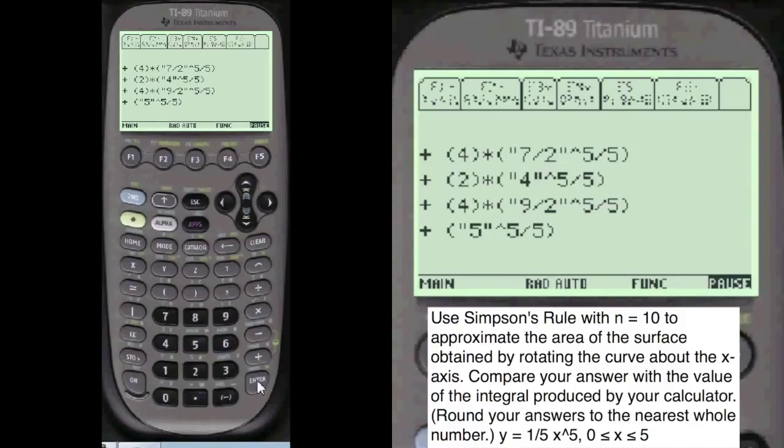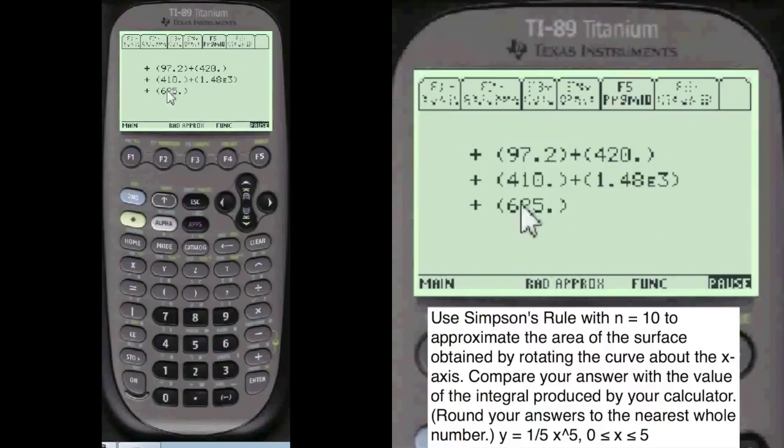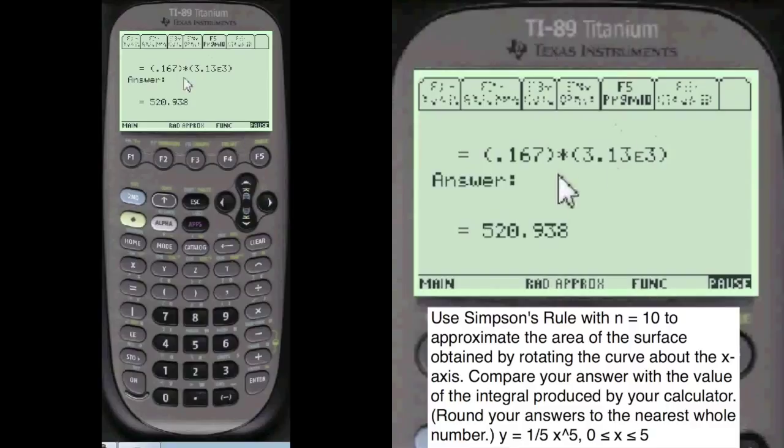You mark this all in your papers. Make sure you don't forget anything. So then in the decimal system, all these are computed. Each substitution is computed here. And of course we add those, and it becomes 3.13 e to the 3 times 0.167 equals 520.938.